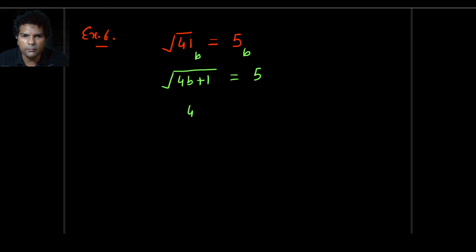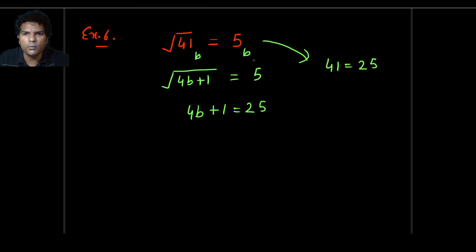Now we can do one more thing: 4b plus 1 is equal to 25, that I can write. But directly I cannot write that 41 is equal to 25. Why? Because that is only possible in decimal. The square of 5 being equal to 25 only happens in the decimal number system. But in the first equation, we don't know the base, so we cannot write 41 is equal to 25. Clear?